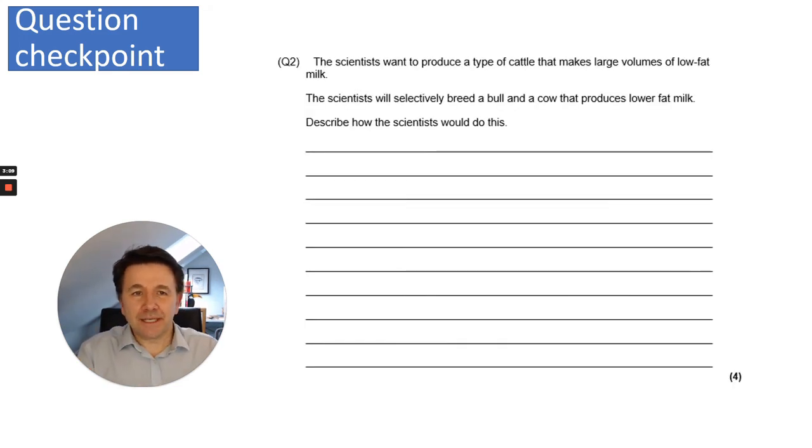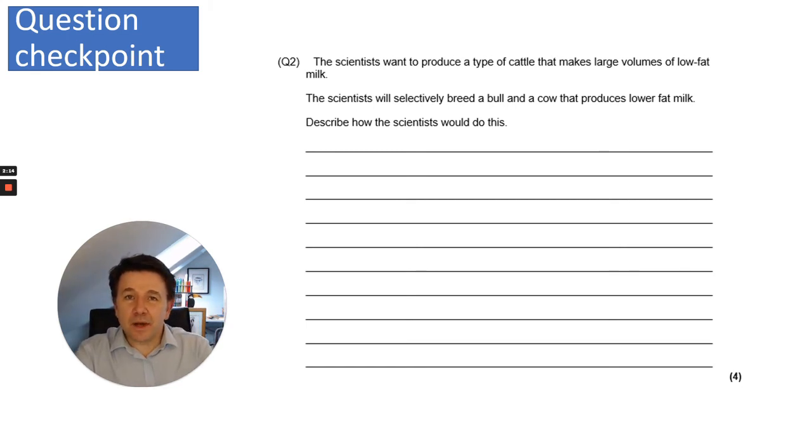Okay, question 2 here. So the scientist wants to produce a type of cattle that makes large volumes of low-fat milk. So they'll selectively breed a bull and a cow that produces lower fat milk. Describe how the scientists would do this. So again, I'd like you to pause and have a go at this question. So pause in 3, 2, 1.